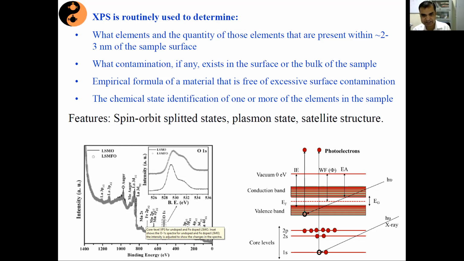By just looking at the survey spectra, we can get an idea of what elements are present in my system. Then we can focus on a particular element's characteristic and have a detailed analysis. This is, for instance, shown for oxygen 1s electrons. Oxygen 1s electron has a binding energy close to 530 electron volt, and this is how the variation of the oxygen 1s spectra looks. This kind of experiment one can do using X-ray photoelectron spectroscopy.